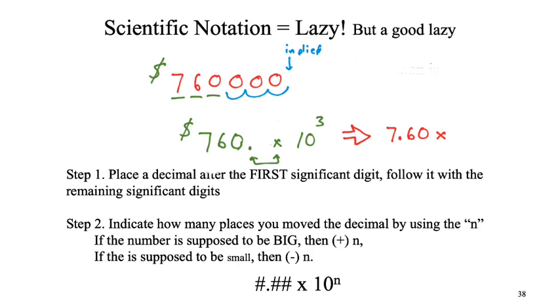7.60 times 1, 2, 3, 4, 5. For those of you that could do that in your head, jerks. Right? And our number becomes 7.60 times 10 to the 5th. Scientific notation allows us to take these crazy weird numbers and scale them down a little bit. It also allows us to maintain the meaning of significant zeros that we would otherwise have lost.